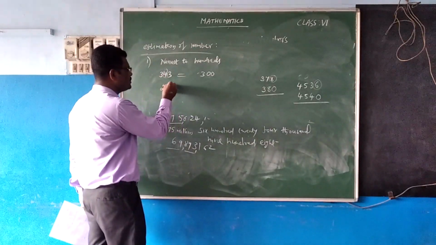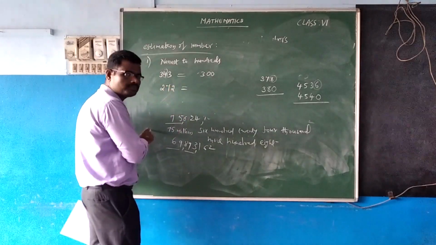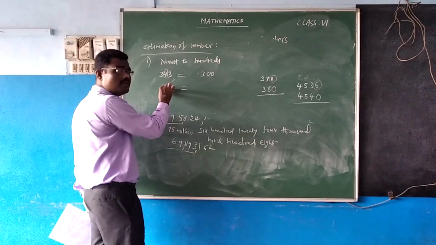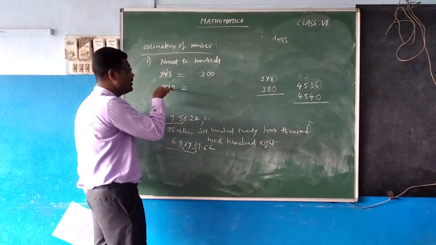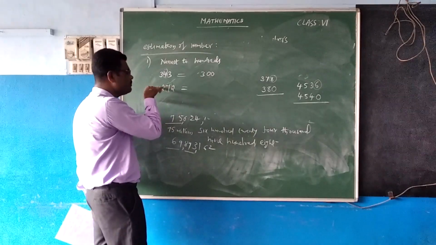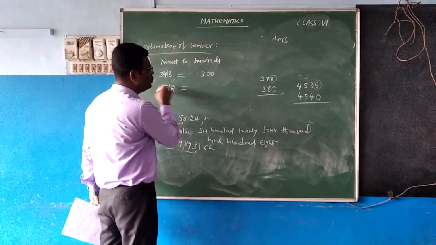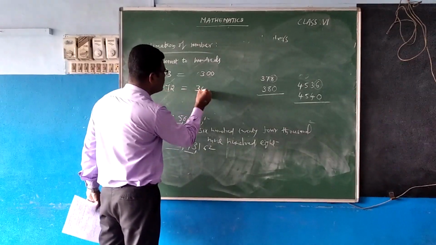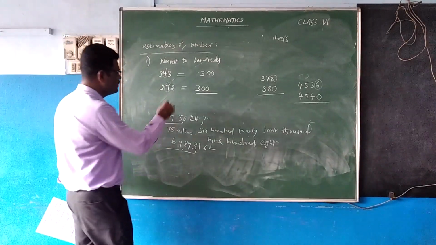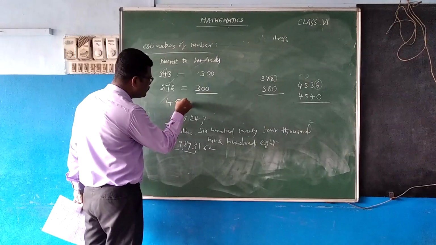For example, 272. For nearest hundred, you have to look at the tens place. Tens place is more than 5. If it is more than 5, increase this number by 1. So 2 becomes 3, and these two places become 0. So 300.